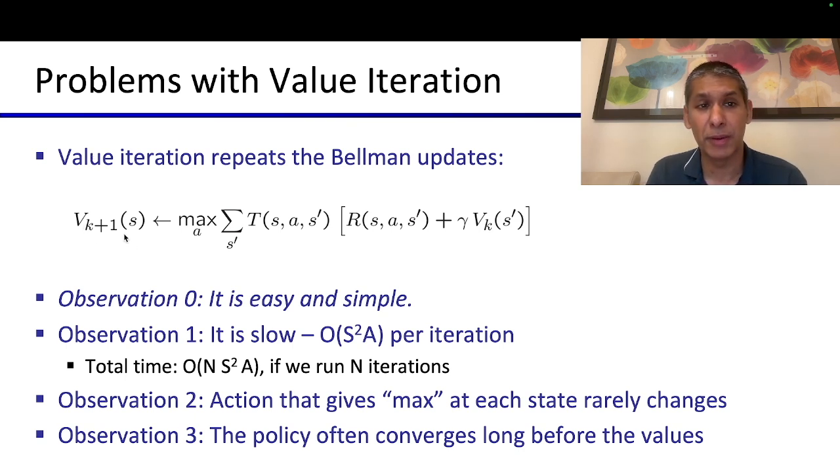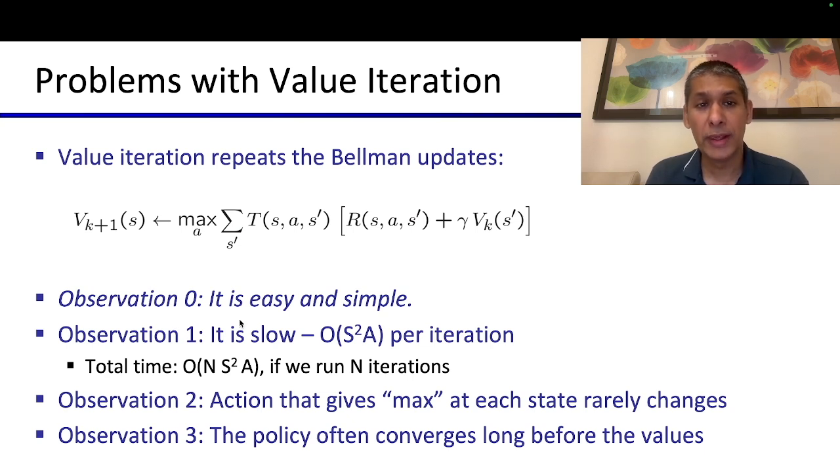It takes V k plus 1, which is the next iteration, and computes that using the given transition probabilities, the reward, the gamma discount rate, and the current estimated V values, then taking a summation over all possible states where you might end up, and taking the maximum. That's how you do the value iteration.